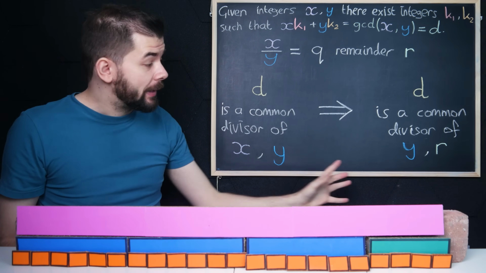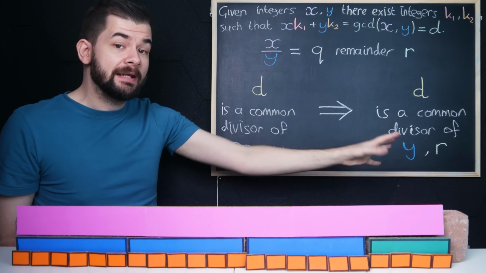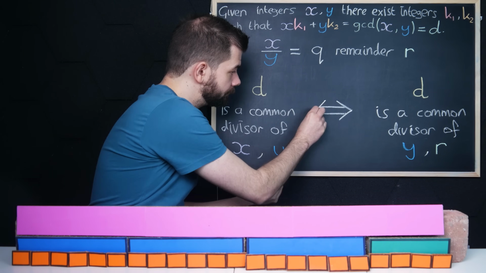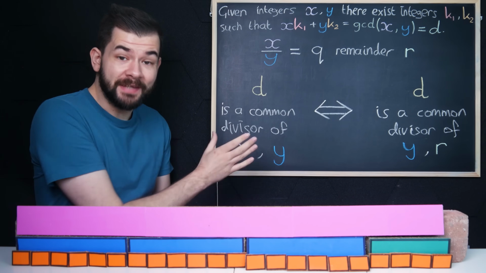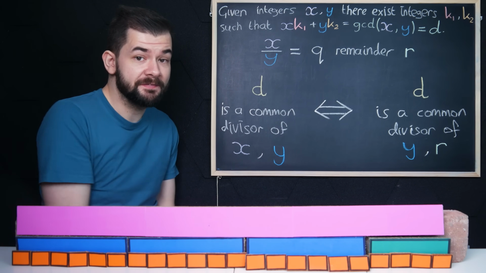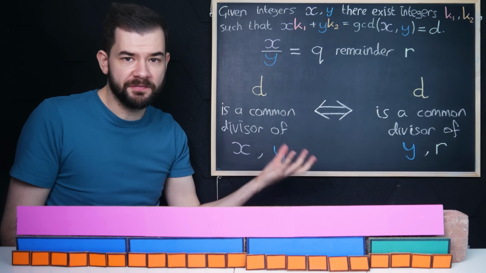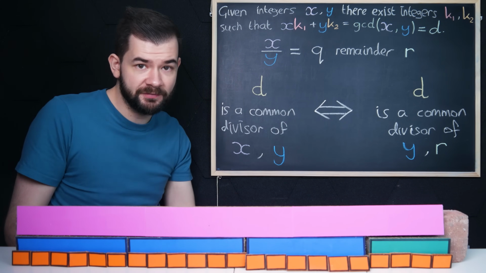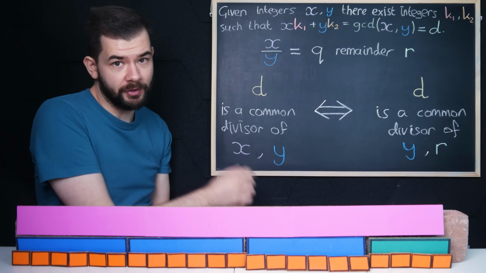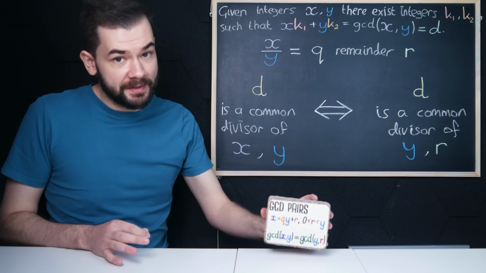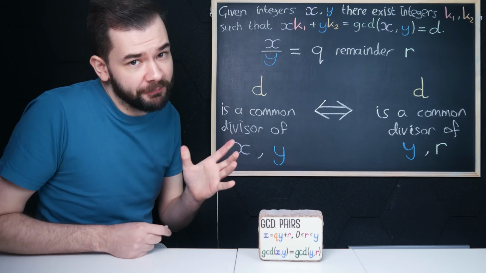So when a number starts out as a divisor of y and r, it is in fact a divisor of y and x. That essentially means the set of all divisors of x and y is the same as the set of all divisors of y and r. So whichever member is the biggest must be common to both sets, so they share the greatest common divisor. That is summarized here.